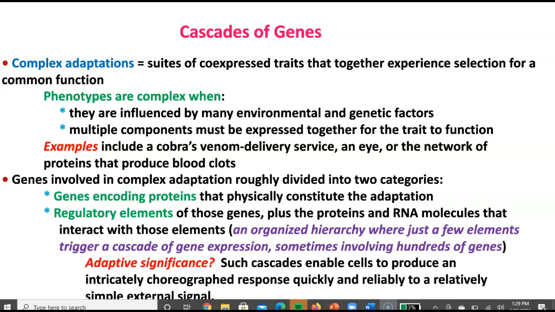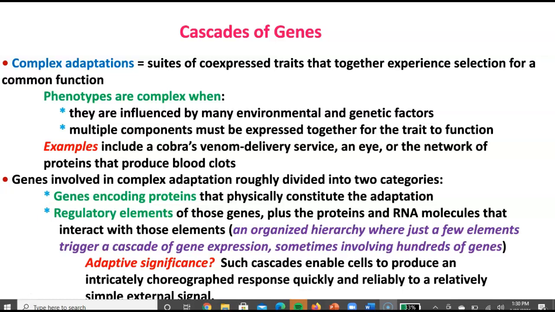traits. So we end up with a very organized hierarchy where just a few elements trigger a cascade of gene expression, one after another, and sometimes branching out like a spider web as a network, sometimes involving hundreds of genes. So again, this is getting back at the complexity of these traits.